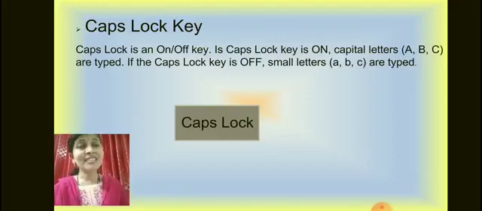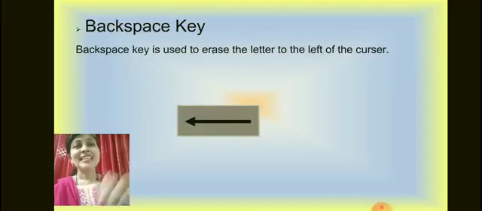In the sentence, you press caps lock on only for the first letter, then you type your letter. Afterwards you put caps lock off again, then you type the letters. So this caps lock key is used for typing capital letters and small letters, which you will see on the monitor. Next key, what is this?